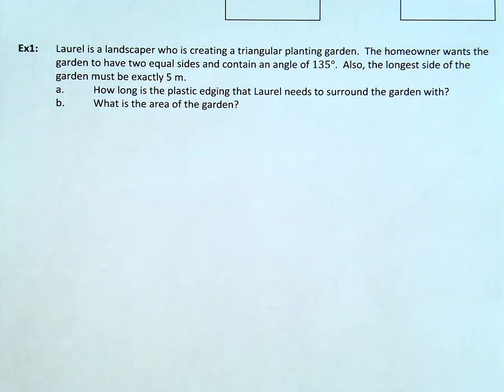Hello everyone, so we'll go through this example. We've got a landscaper who's creating a triangular planting garden. The homeowner wants the garden to have two equal sides and contain an angle of 135 degrees. Also, the longest side of the garden must be exactly 5 meters.